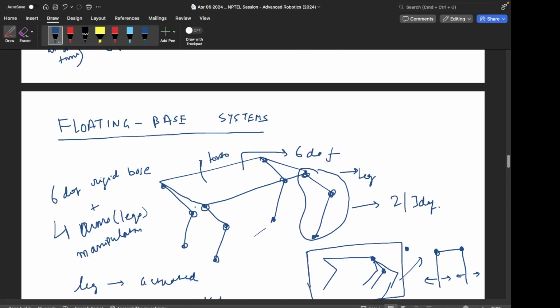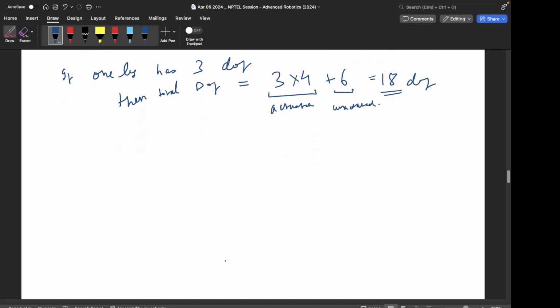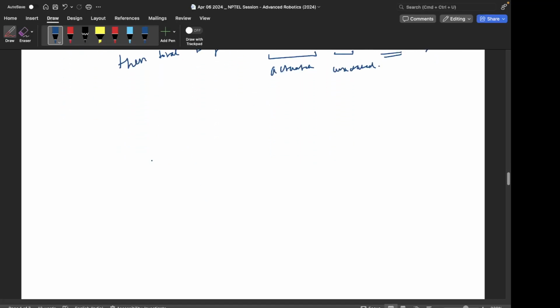Now, to begin with the mathematical modeling of the robot, we will follow a similar procedure as we did for any mechanism that we have seen till now, right? We will first assign frames, then we will write transformations, then we will do kinematics, inverse kinematics and forward kinematics, and then we will move on to dynamics. Okay, so frames can be assigned using the DH convention that we have seen.